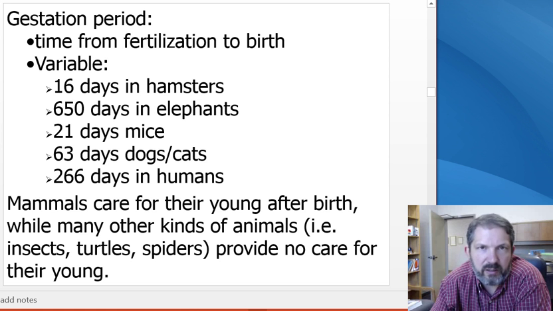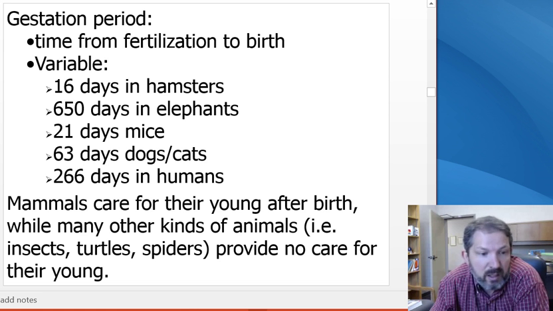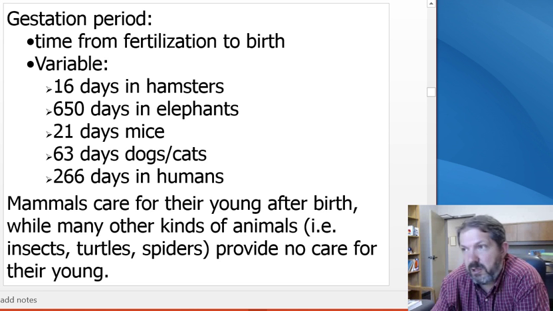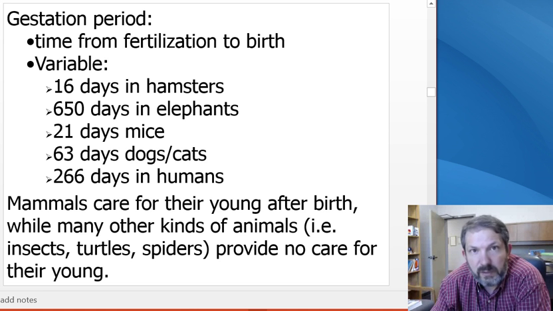Other things do care for their young. There's some spiders that carry their babies around on their back, or a scorpion will carry babies around for a while. Some snakes care for their babies a little bit. But most other animals don't care for their babies. They're like, oh, good luck, you're on your own. So most spiders have zero care for their young, as do most reptiles or insects.